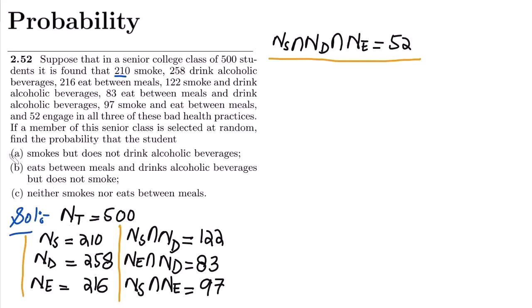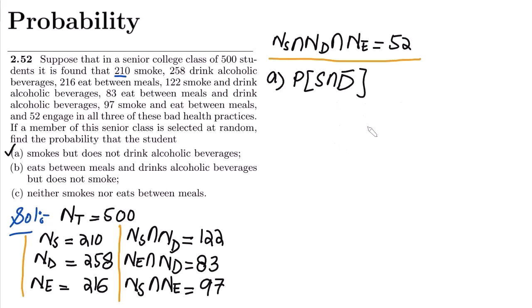Now what do we have to do? We have to find out what the first part A is. Part A is the person smokes but does not drink alcoholic beverages. So for part A we have to find the probability that a person smokes but doesn't drink alcoholic beverages. So let me represent it. So how to find it out?